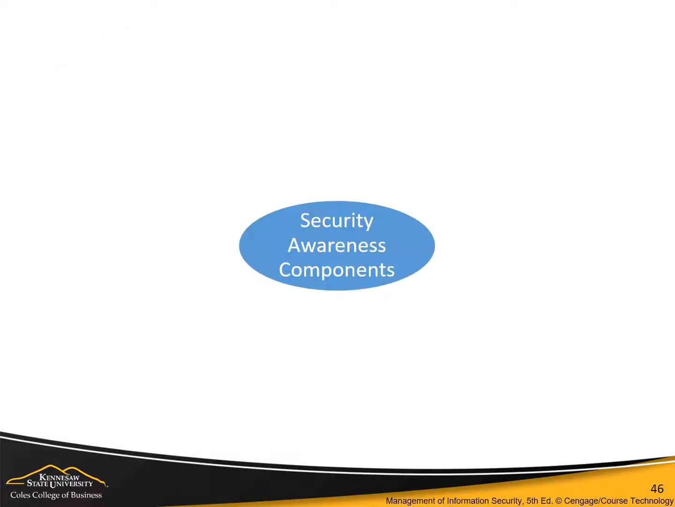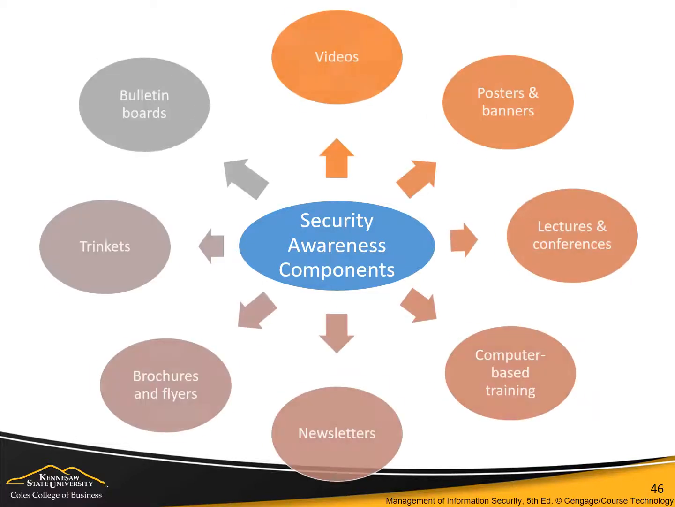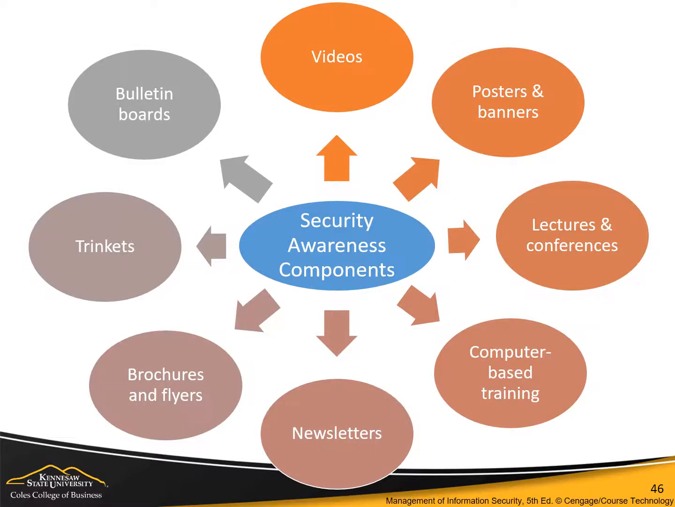Many security awareness components are available at little or no cost. Others can be very expensive if purchased externally. Security awareness components can include some of the following items: videos, posters and banners, lectures and conferences, computer-based training, newsletters, brochures and flyers, trinkets like coffee cups, pens, pencils, t-shirts, tote bags, and bulletin boards. Again, use whatever is most effective in terms of resources and outcomes for your organization.